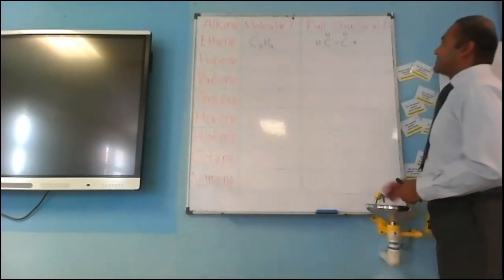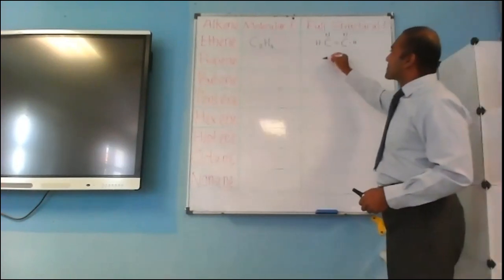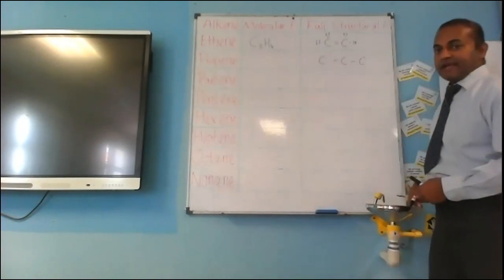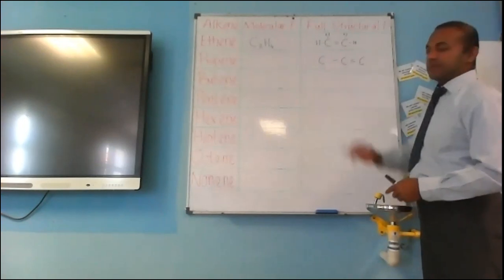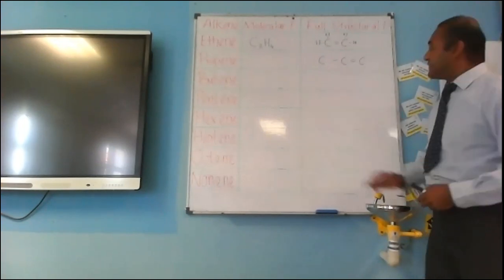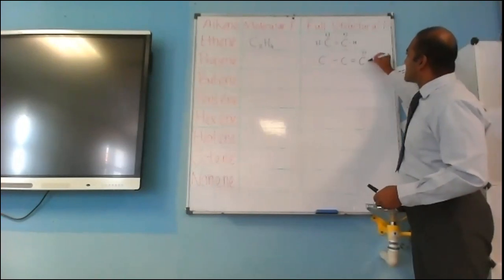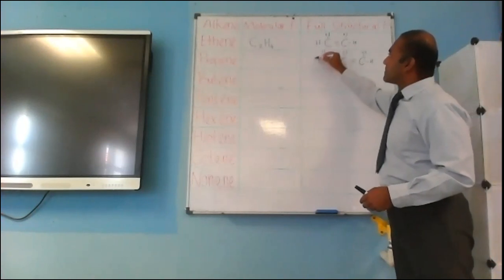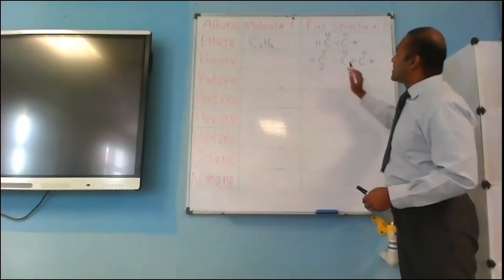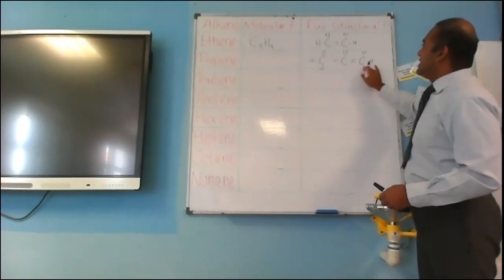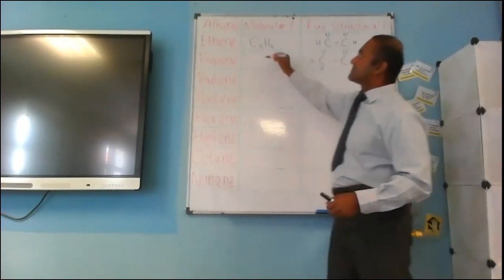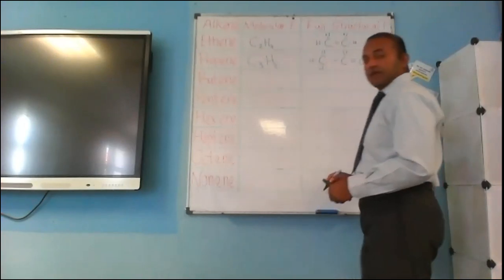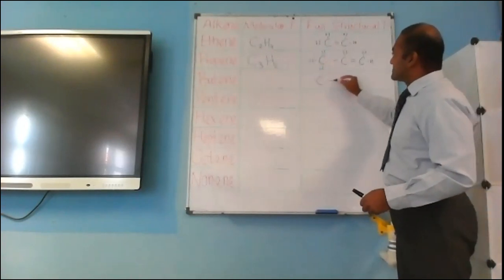Now, when we go to the next one, propene, you can draw 1, 2, and 3 carbons. Again, the same thing: make sure one of the bonds is a double bond, and you fill up the rest of the carbon with hydrogen. So we can calculate again. C is 3, H is 1, 2, 3, 4, 5, 6. And you can keep doing the same thing.